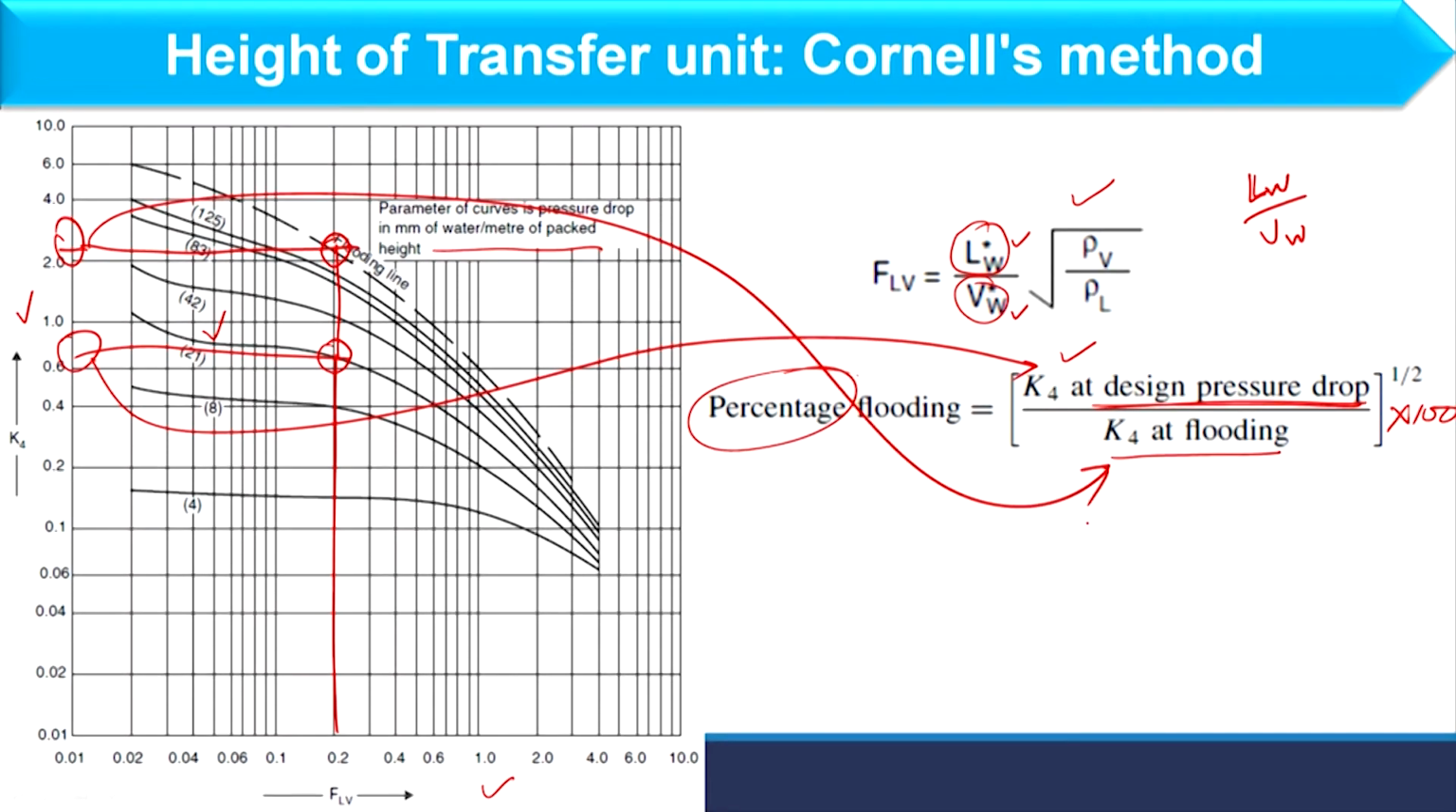In this way, you can use this graph to find out percentage flooding, and so you can find out different parameters and so the Hg as well as HL value. And here we have some points regarding Cornell's method, and these points I have already discussed.